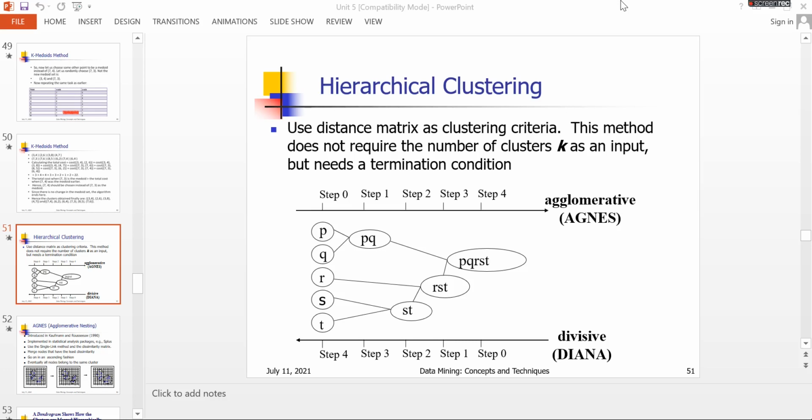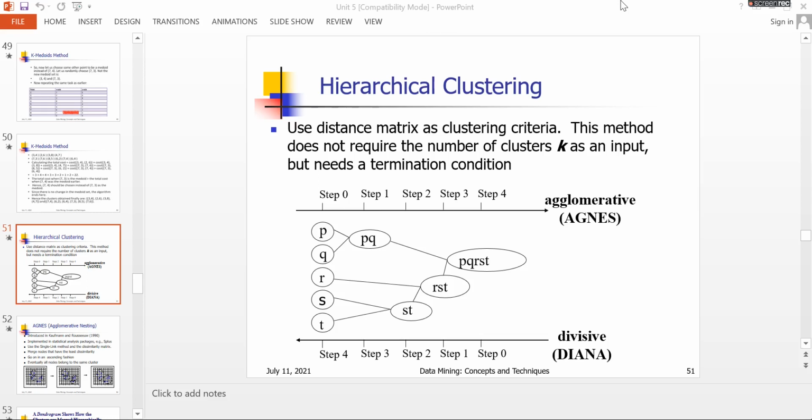We call the divisive method the Diana method. In the same way, the agglomerative method we call the Agnes method, AGNES. The divisive method is the Diana method. These two are simply level by level clustering. Here the clustering is done in a level by level manner.